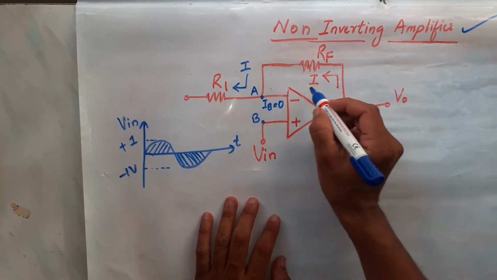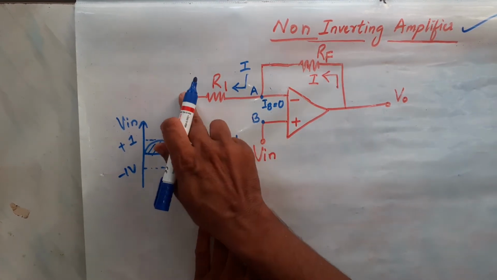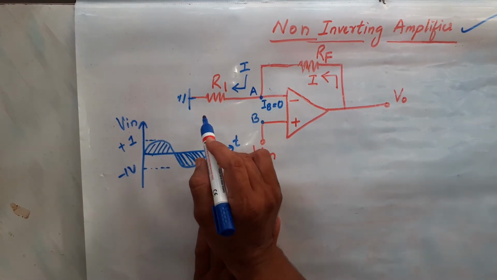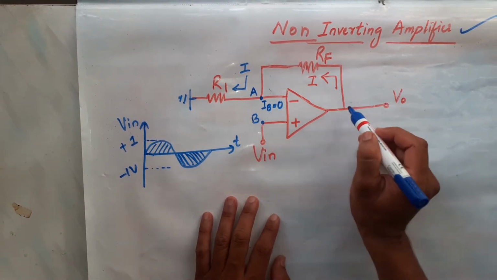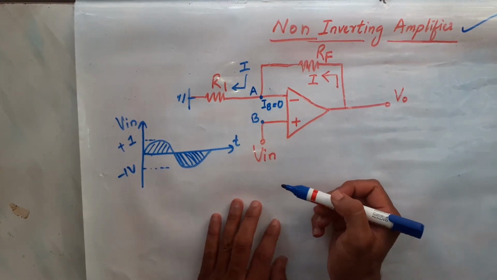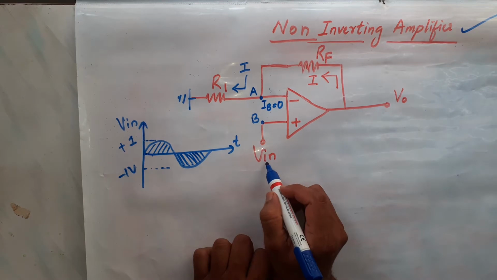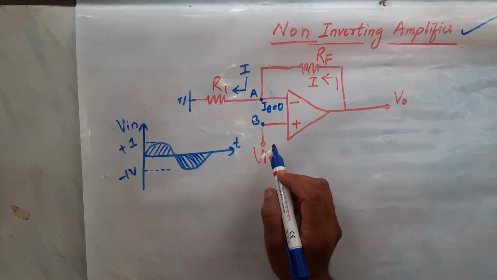This is your basic op amp. The inverting terminal is grounded through a resistor R1. There is a feedback resistance connected from the output to the inverting terminal. Then the non-inverting terminal is provided with the input voltage Vin.